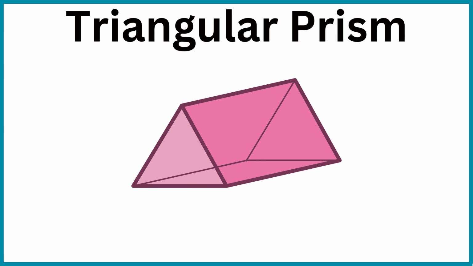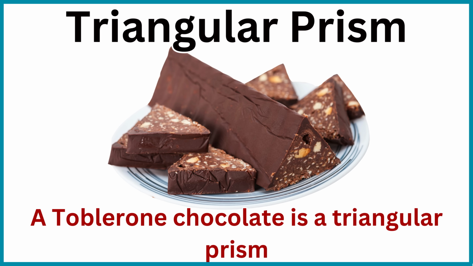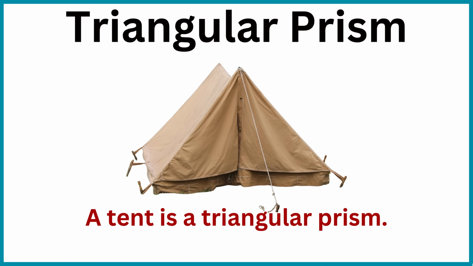Triangular prism. A triangular prism has 2 triangular ends and 3 rectangular sides. A Toblerone chocolate is a triangular prism. A tent is a triangular prism.